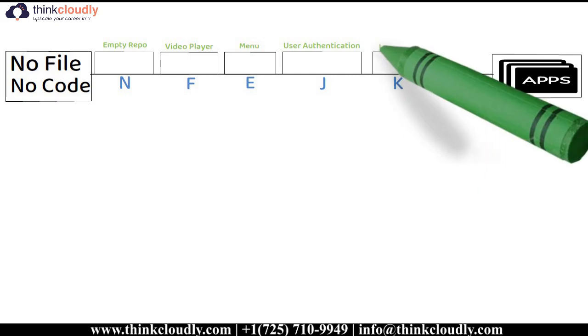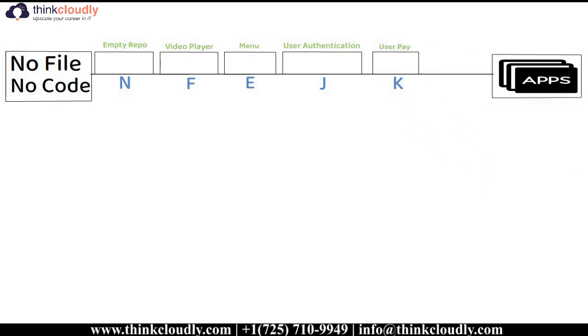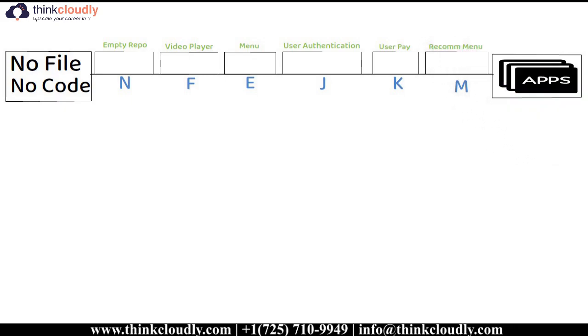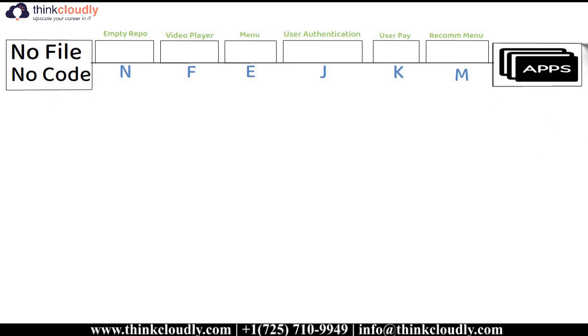After that, King added user payment. Okay, what else? Murli, what were you doing? Recommended menu, right? Then what happened, guys? Finally, we see a final application, right? Everyone? Yeah. So everyone actually pushed code changes on this empty repository, and finally we were able to get the code. Getting my point?